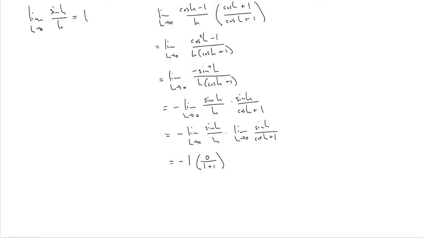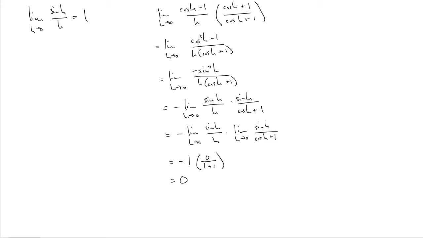The first limit is 1: the limit as h approaches 0 of sine of h over h. And to compute the limit as h approaches 0 of sine of h over cosine h plus 1, we can just plug in h equals 0. Sine of 0 is 0, and in the denominator we get cosine of 0, which is 1, plus 1. So we have 0 over 2, which is 0. And when you multiply that by negative 1, you finally get that this limit is equal to 0.